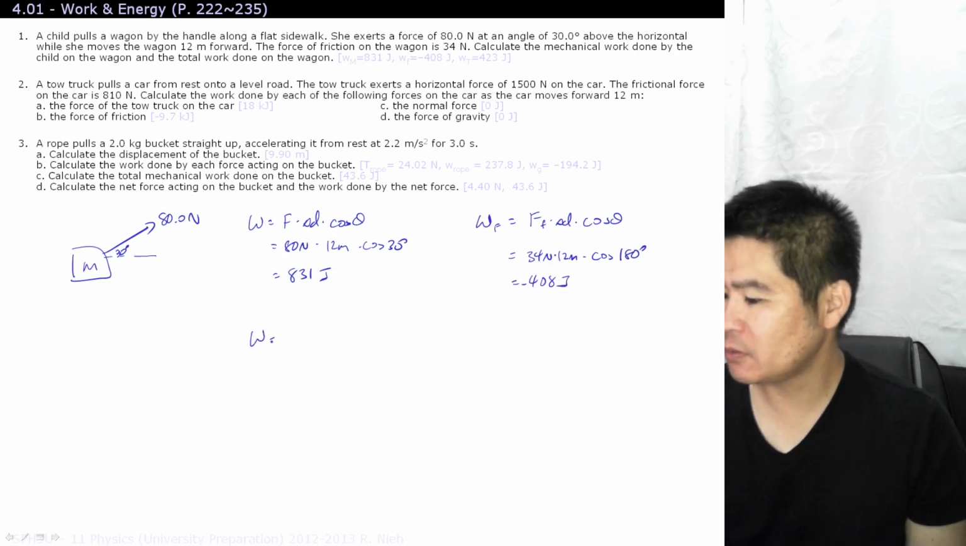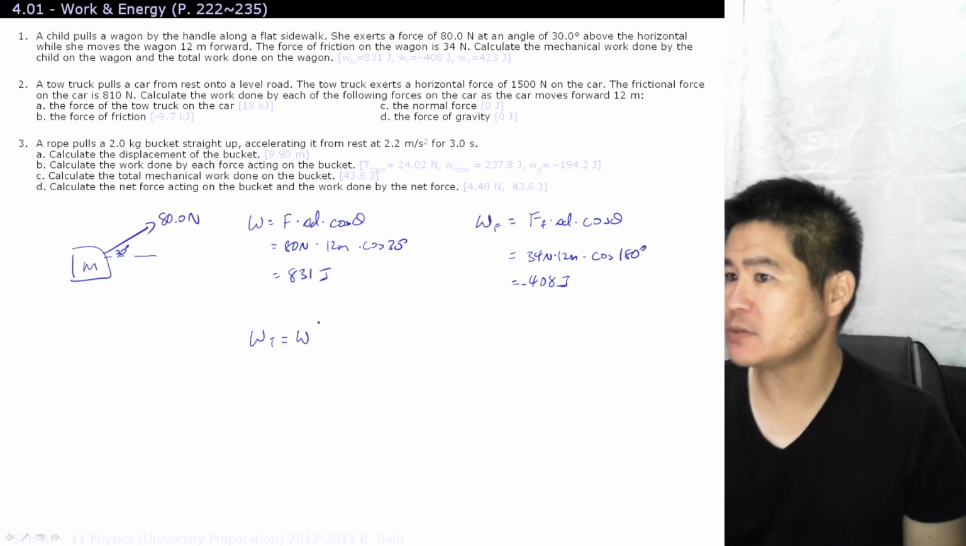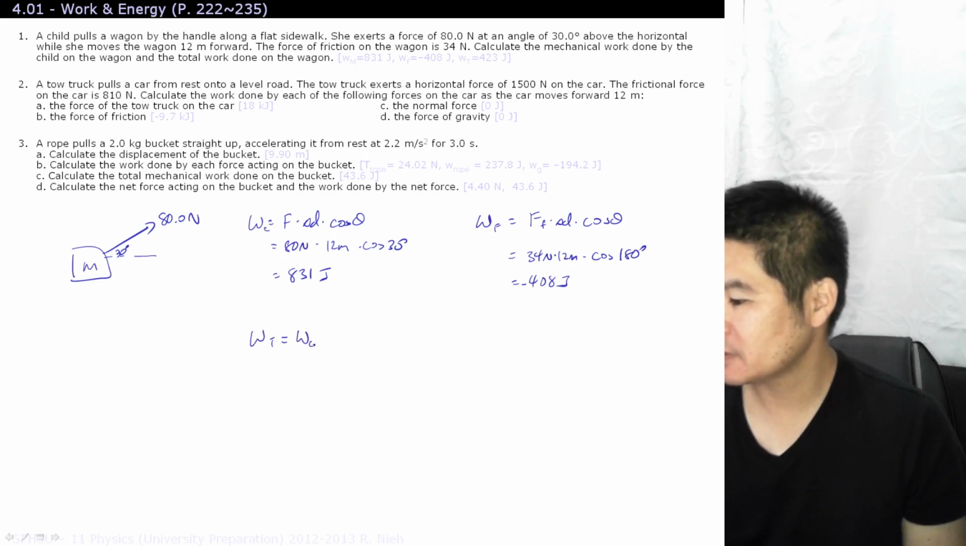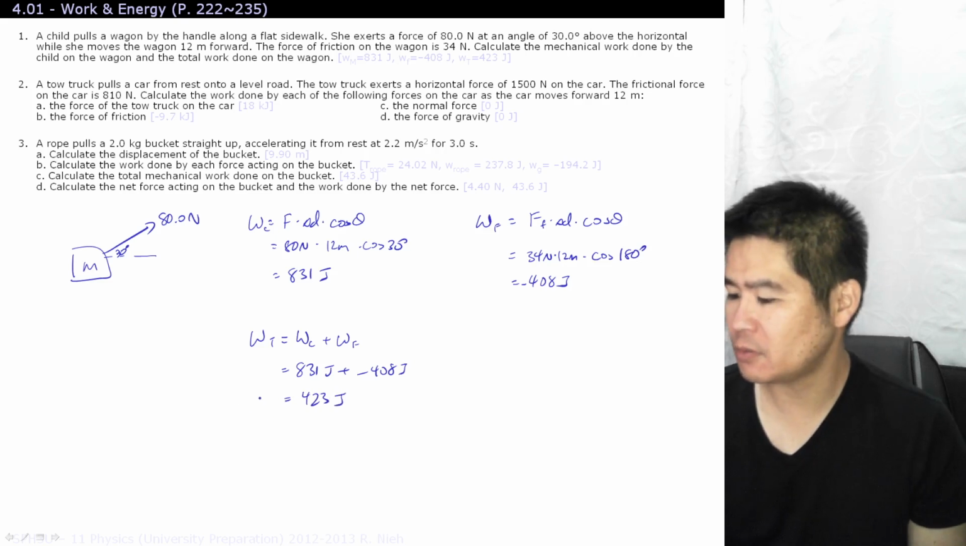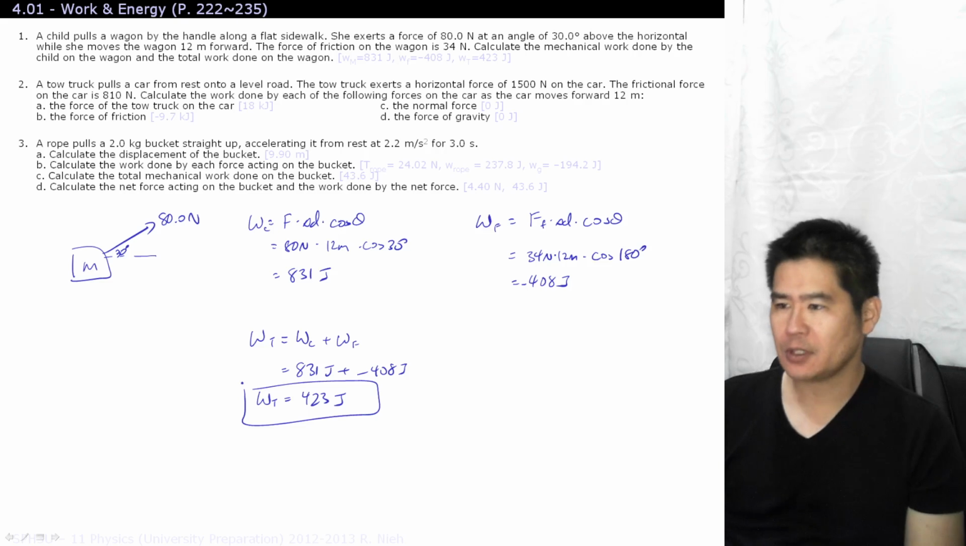As for the total work that's accomplished in this, that's the work due to the child plus the work attributed to friction, which performs negative work. So 831 joules plus negative 408 joules will give you the answer of 423 joules of total work. You can also think of this as net work if you want to, but we never call it that. We just call it total work.